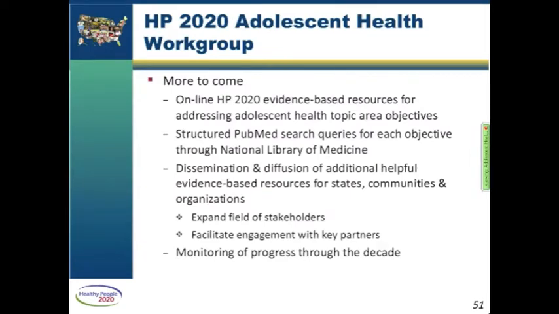Next slide, please. So, what can you expect in the future from the adolescent health component of Healthy People 2020? There's going to be an online Healthy People 2020 set of evidence-based resources for addressing adolescent health topic area objectives, and our work group is currently working on this. There will be a structured PubMed search where you enter a query for each objective and each sub-objective, and you will then be able to generate a list of peer-reviewed articles that provide a lot of excellent information for each objective and sub-objective within the adolescent health topic area.